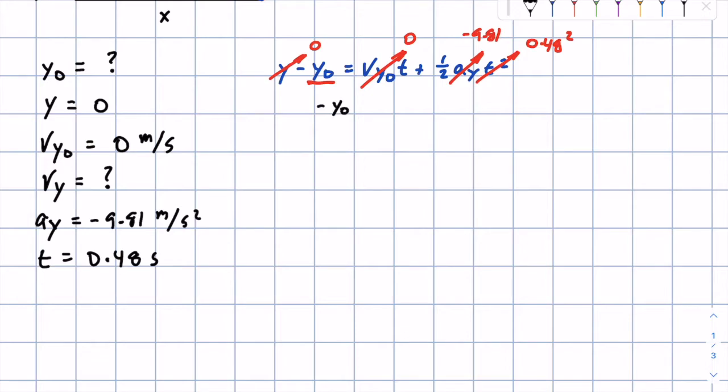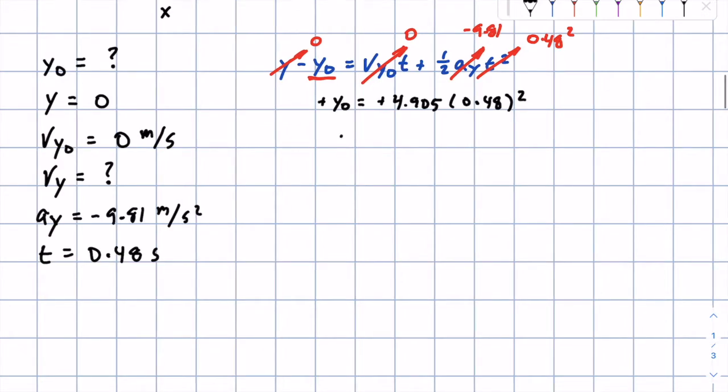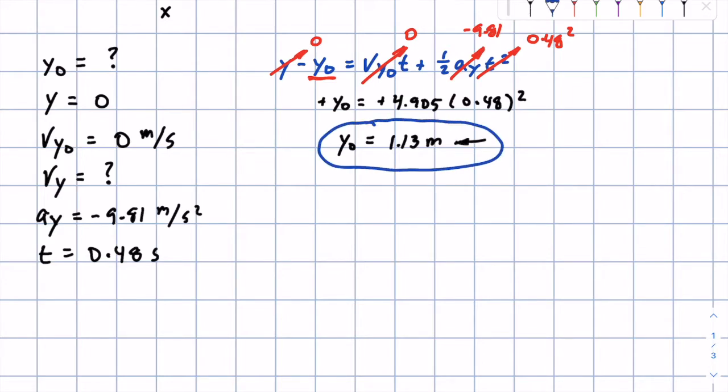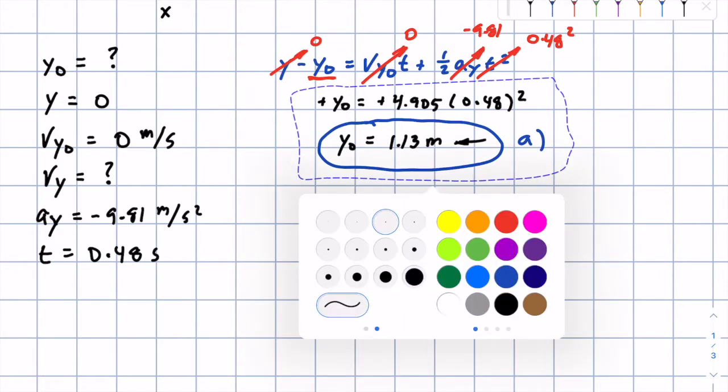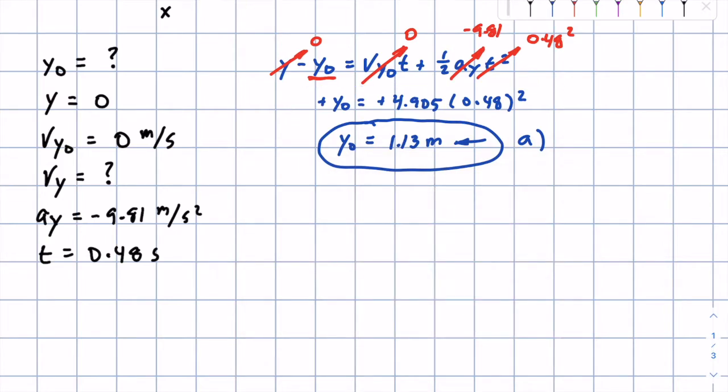We've got negative y naught is equal to negative 4.905 times 0.48 squared. The negatives cancel. And we've got a y naught value of 1.13 meters. Boom. That answers part A. I said I was going to do this in blue, so I'll change it to blue. There we go. So boom, part A, done. That is the height at which the book has dropped from.